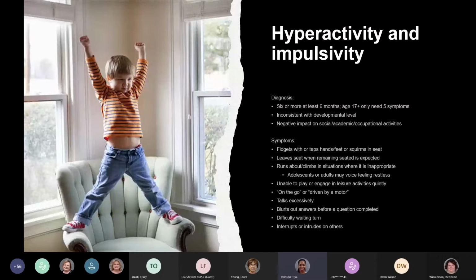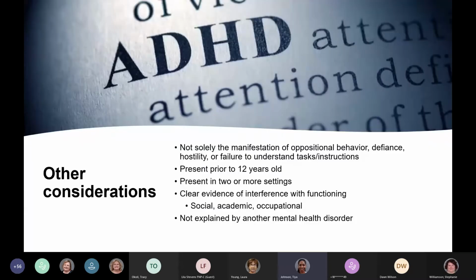Excessive talking, blurting out answers before a question has been completed, in class, or even when just in conversation with someone. They will have difficulty waiting his or her turn, and then often interrupts or intrudes on others.